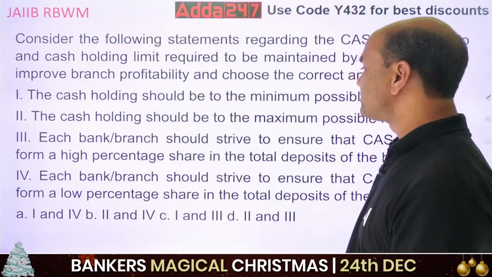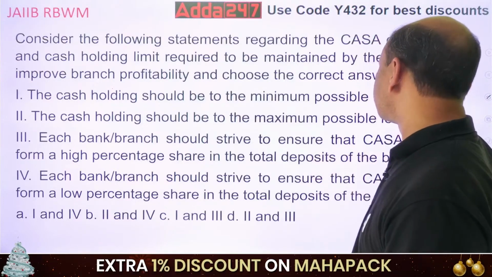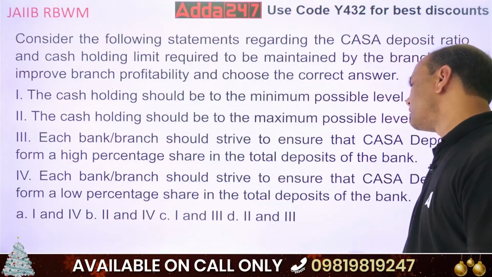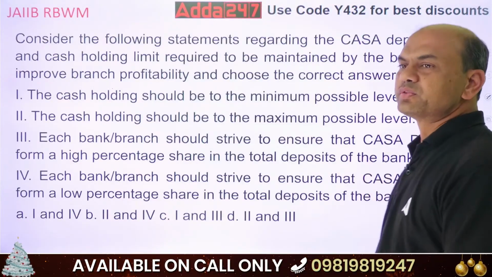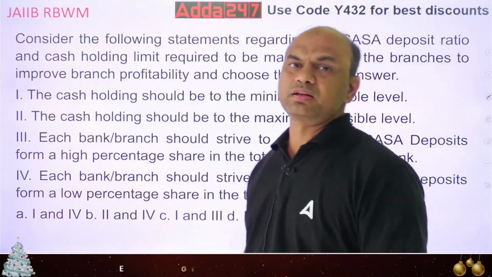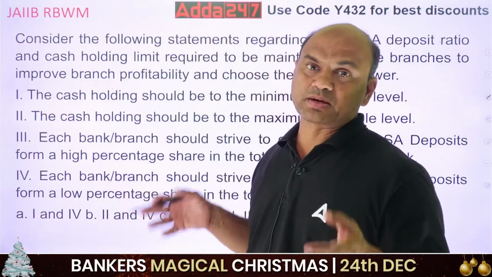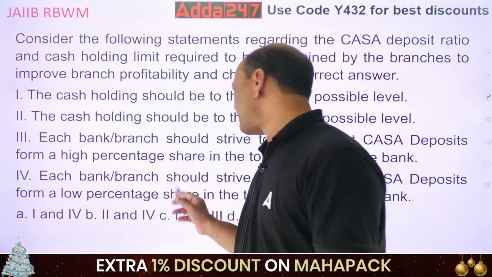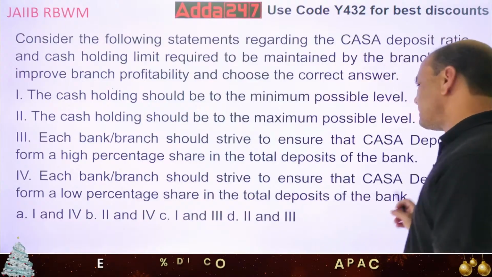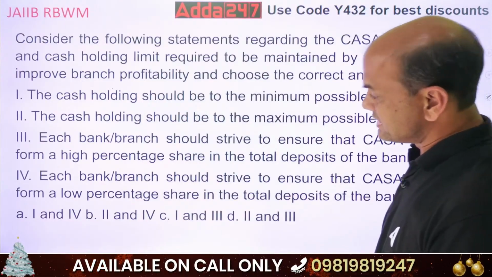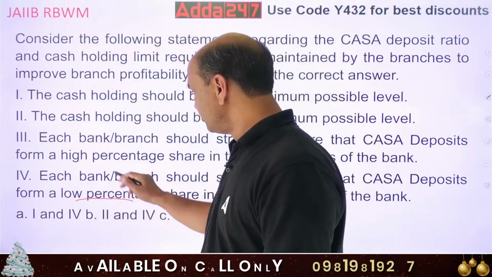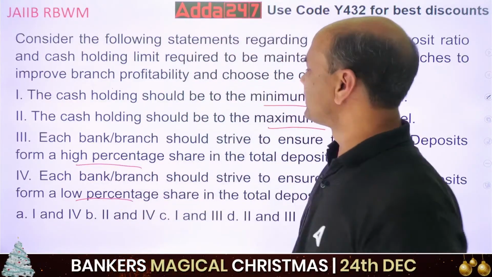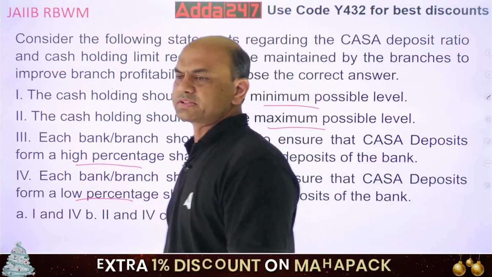Each bank branch should strive to ensure that CASA deposits form the higher percentage share in the total deposits of the bank. So each bank branch should see to it that their CASA deposits are maximum, right? Each bank branch should strive to ensure that CASA deposits form the lower percentage, high percentage, maximum, minimum. Now you tell me, which one is correct over here?